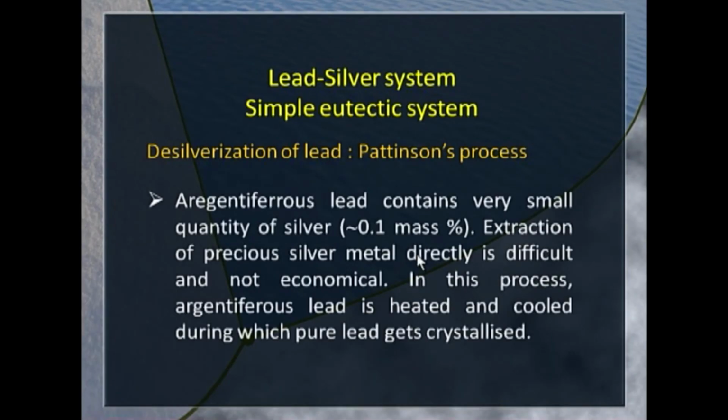This phase diagram has been used in an interesting extraction process. We know that argentiferous lead contains a very small quantity of silver, about 0.1 mass percent. Extraction is difficult and also it is not economical.